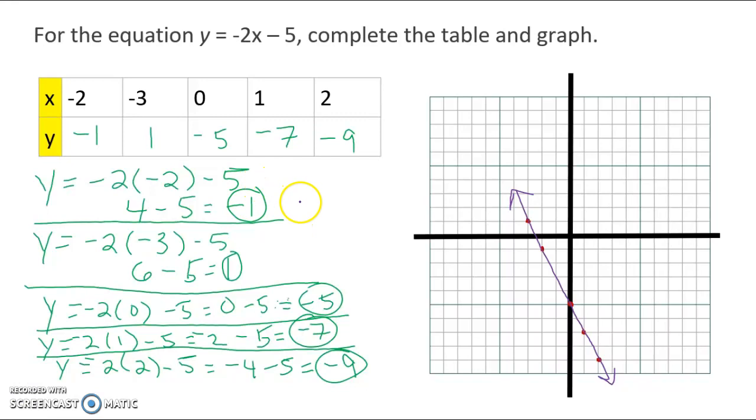Okay, as you can see, I've worked this out for us. I've substituted each of the x's into the equation and solved for y. And you'll see I've got negative 1, 1, negative 5, negative 7, negative 9. You can look down here to see the work. And I've plotted each one: negative 2, negative 1; negative 3, positive 1; 0, negative 5; 1, negative 7; 2, negative 9. And then we connected the points because they formed a line.